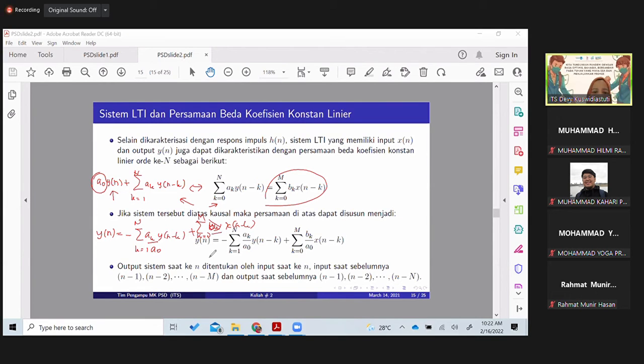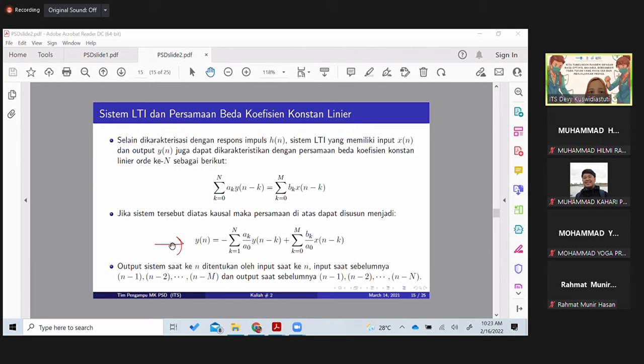The expression is explaining that the output y[n] will depend on the output of the previous time, the output at current time and the previous time. It depends on the current input and the previous one. This is what we call a difference equation for determining the characteristic of an LTI system.